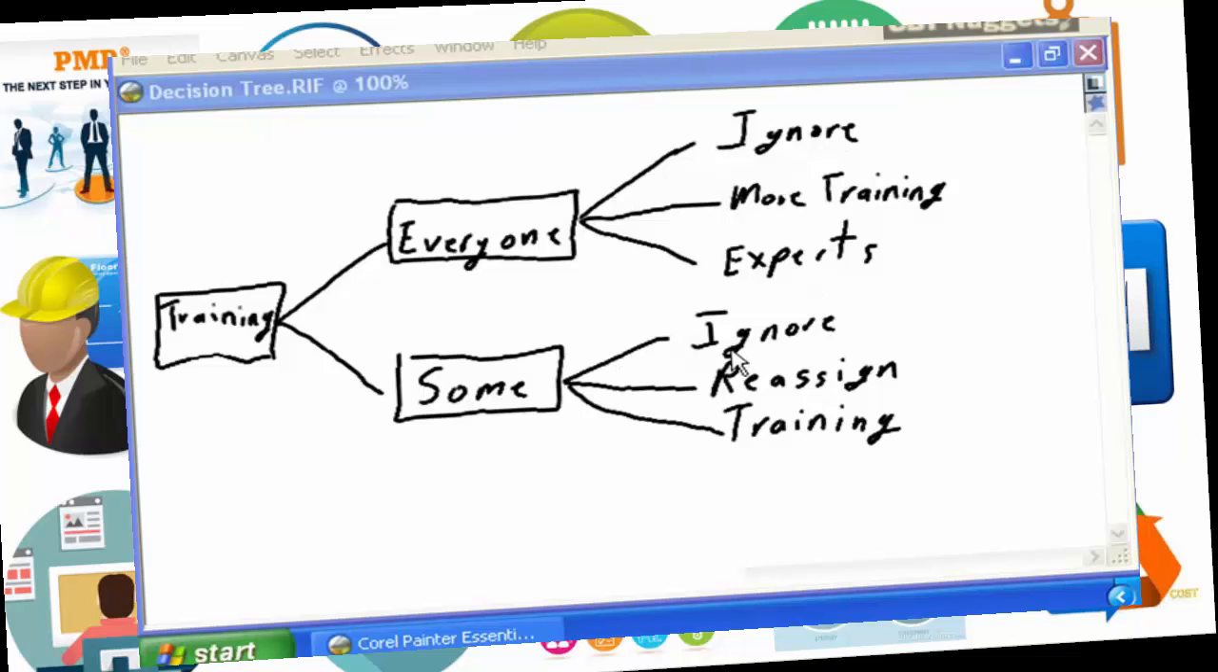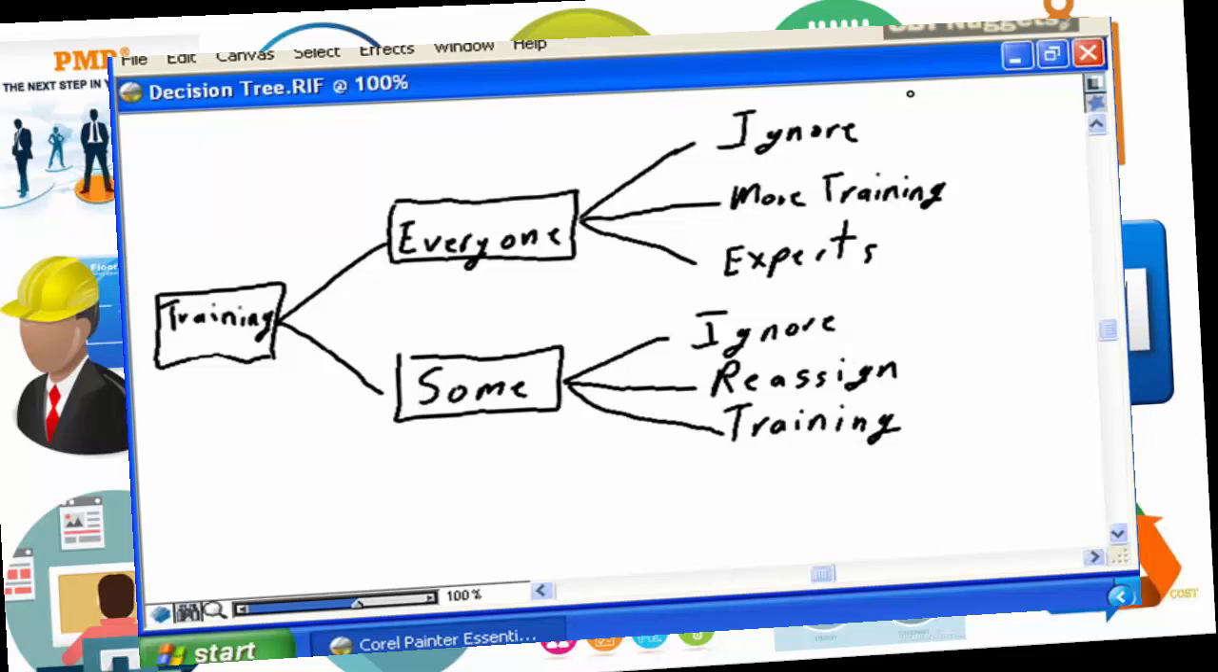Same thing on the some. We could ignore, we could reassign those staff and bring in additional staff, or we could provide additional training to those team members who are impacted by the learning curve issues. Then you need to assign the costs and the impact to the project for each of these activities.